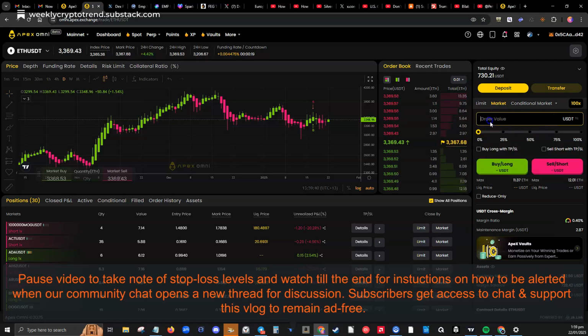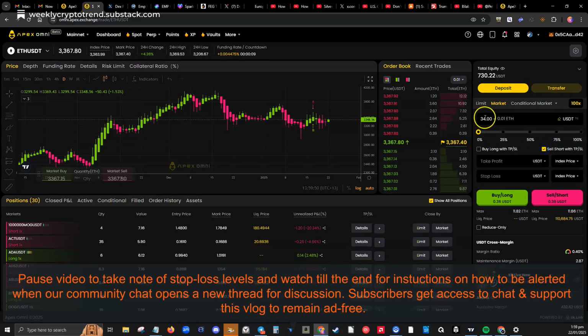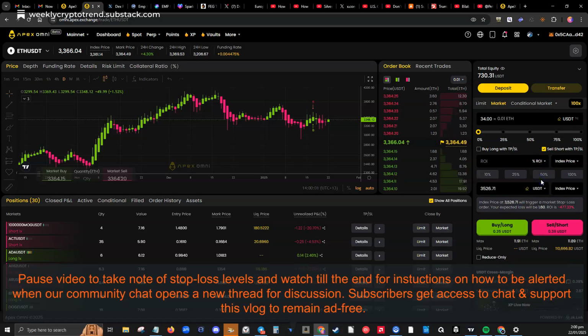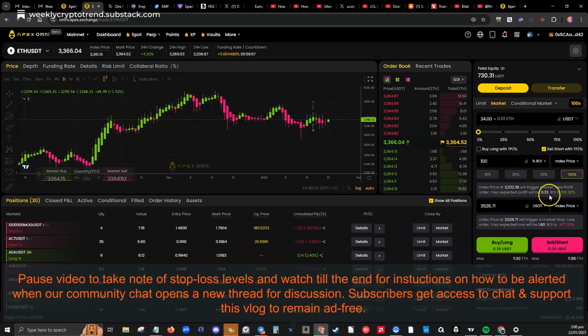So $7.30. When I press this, you'll find it'll readjust to the minimum trade I can do, which is probably going to be $33. And I want to sell short here. There you go, $34. Stop loss level, with what we took off the clipboard, USD value. I want to go to ROI, and I want to make 100% on that, please. Thank you.